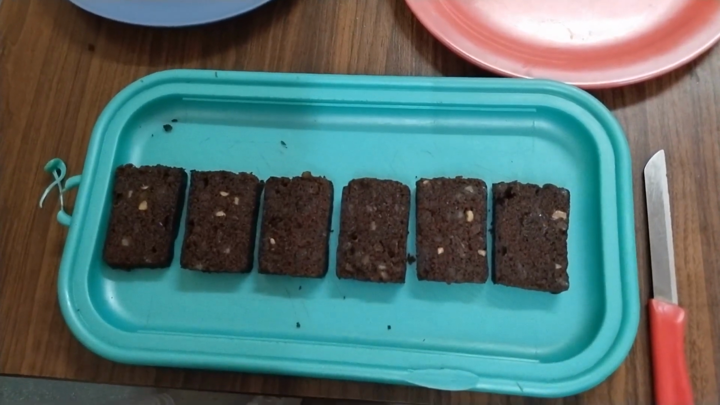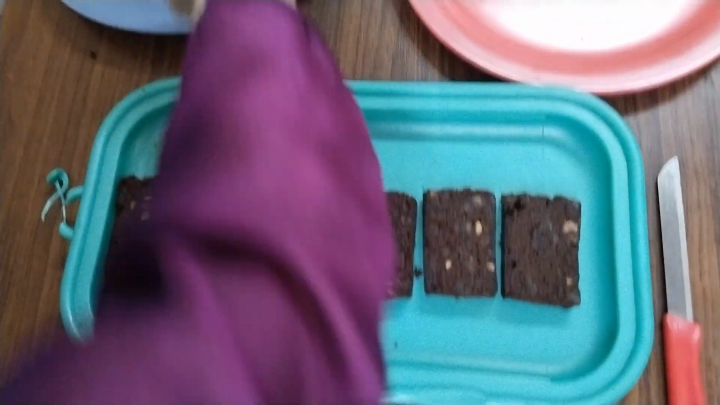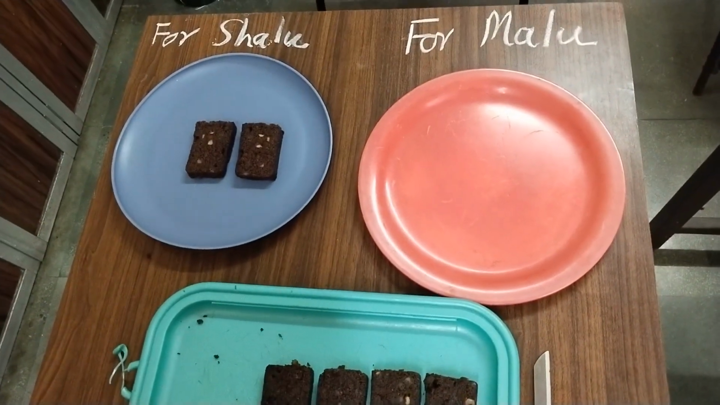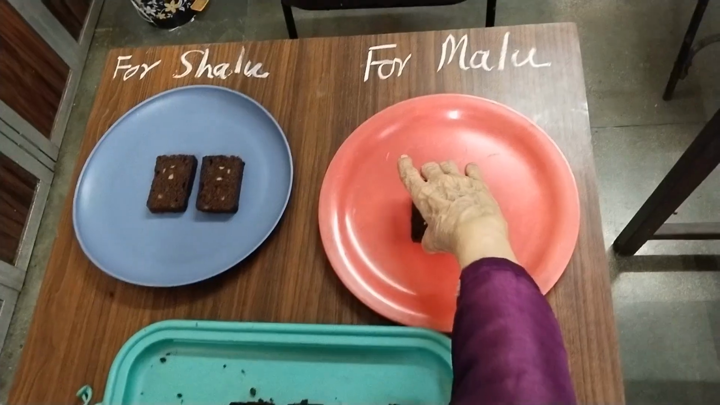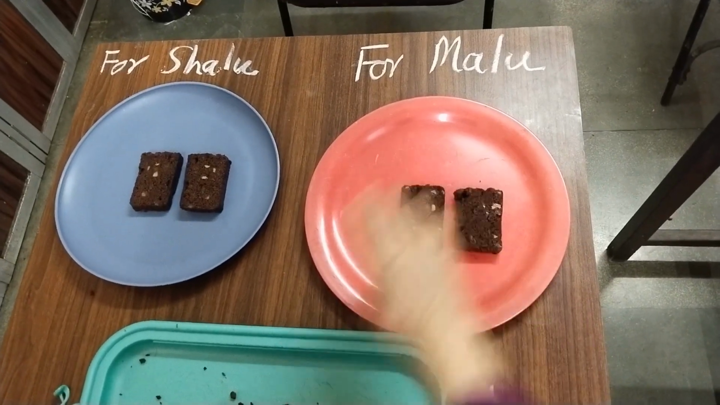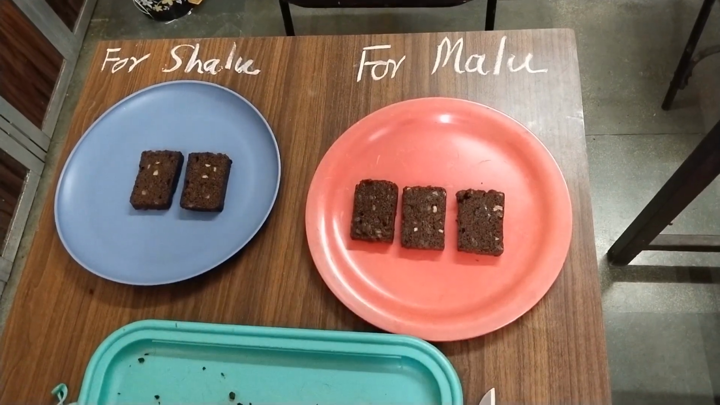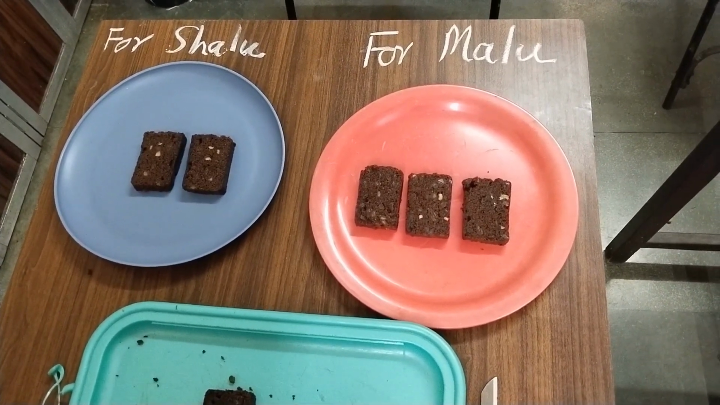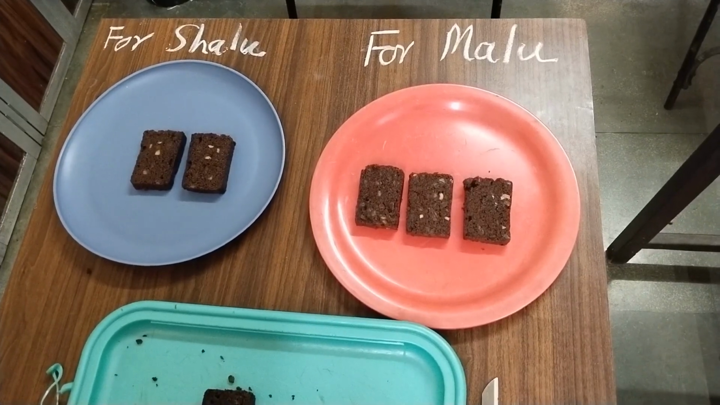And now, Rani Betty, I am going to give 2 pieces for Shalu. And I am going to give 3 pieces to Malu. Now tell me, who is getting the bigger share? Malu, of course, Nani.